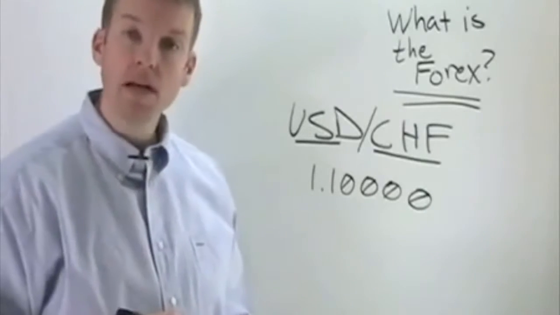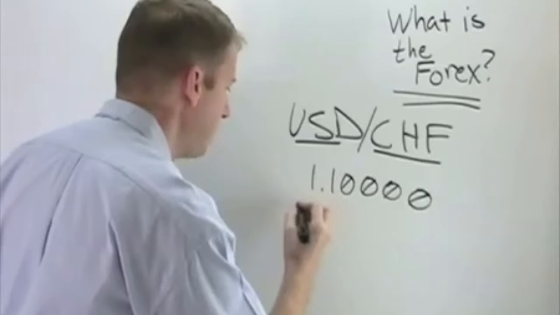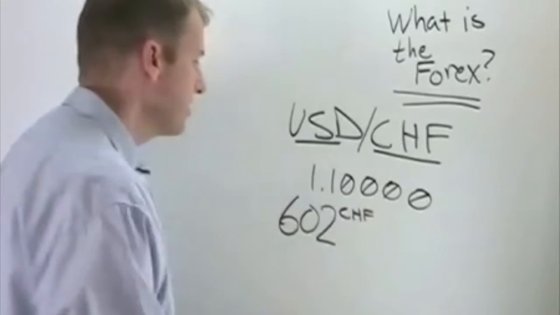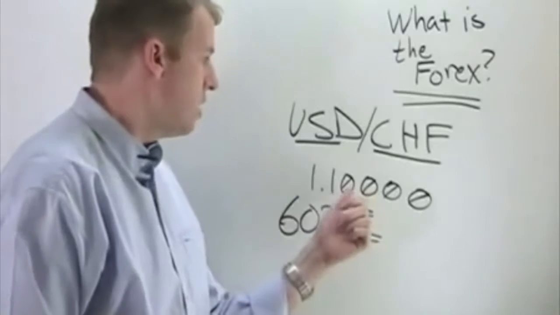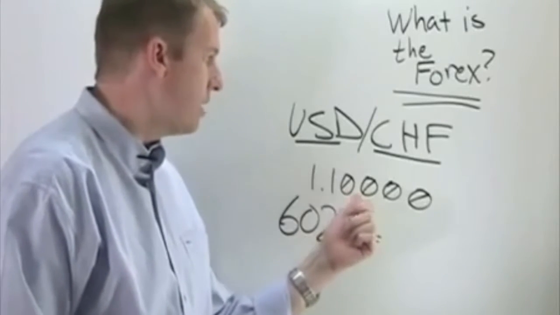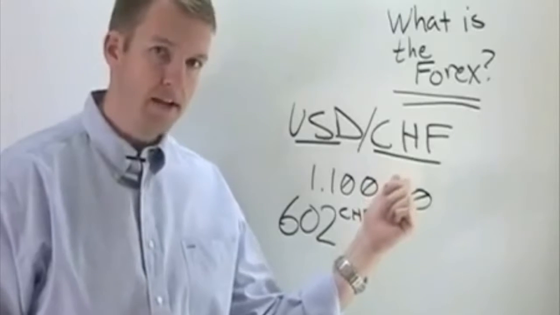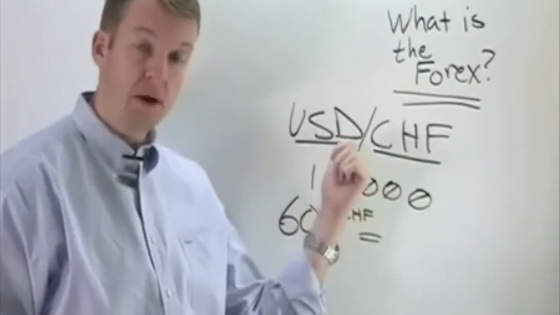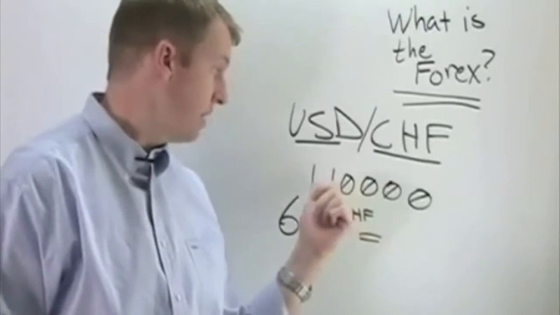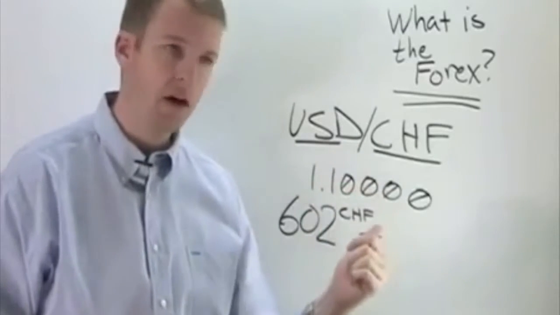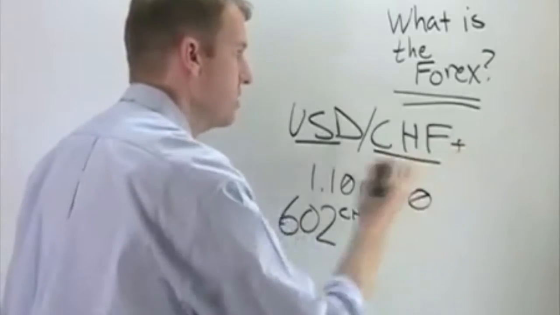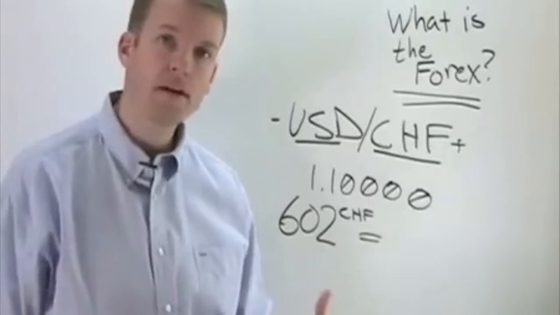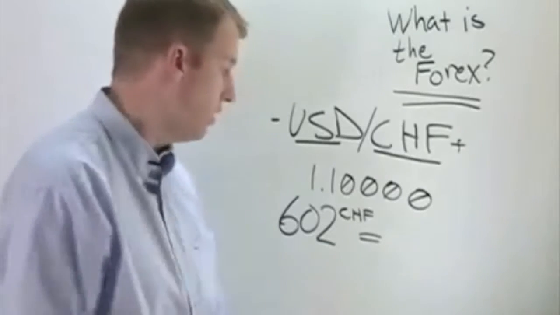But this actually worked out in our favor, because what's really happening is that we have our 602 francs and we're going to convert them into dollars. But now it costs fewer francs. The exchange rate has dropped, so now it only costs 1.1 francs to buy a dollar, where it used to be a little better than 1.2 francs to buy a dollar. So the franc has actually increased in value versus the dollar. This is the way that a Forex transaction works.